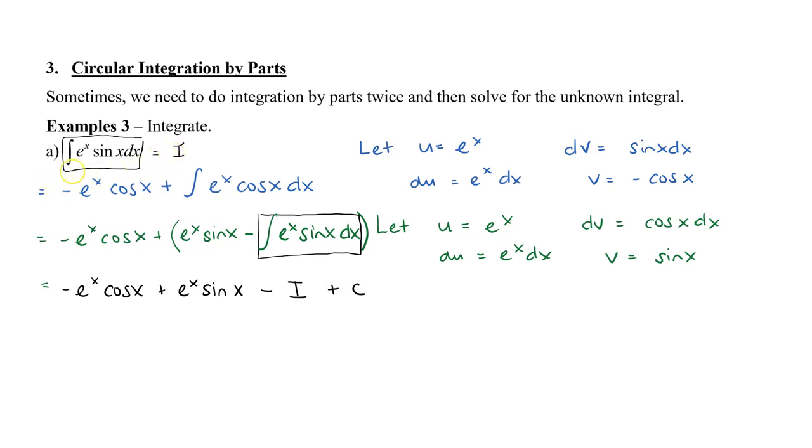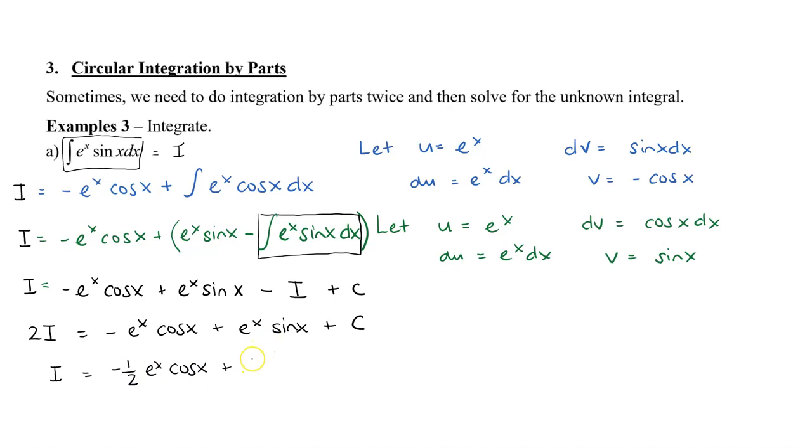So knowing that this is I, I can say that all of these are equal to the integral. So the integral is equal to I, and I is this integral. So notice now I have two I's. I'm going to move the second I to the left. So we have 2I is equal to negative e to the x times cos x plus e to the x sine x plus c. And to get the I, which is actually the integral on its own, we need to divide all the terms by 2. So now I have I is equal to negative a half e to the x times cos x plus half e to the x sine x.